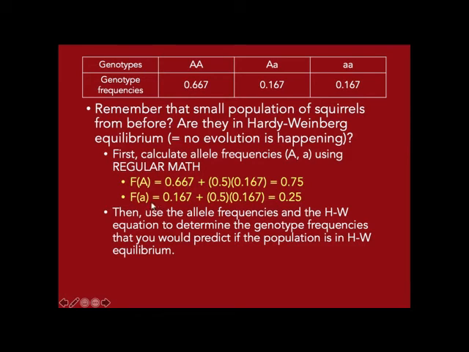For little a, let's see. We find little a's in big A, little a individuals and in little a individuals. These little a individuals are 100% little a. These big A, little a individuals are half little a. So we multiply that by half, and that gives us 0.25. Okay, so these add up to 1, so we did our math right. Yeah, I know, I checked. Good job.